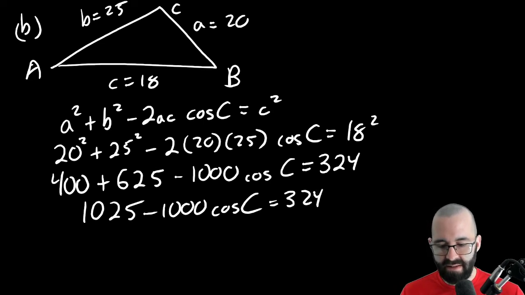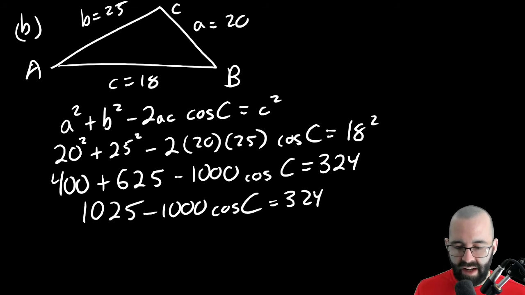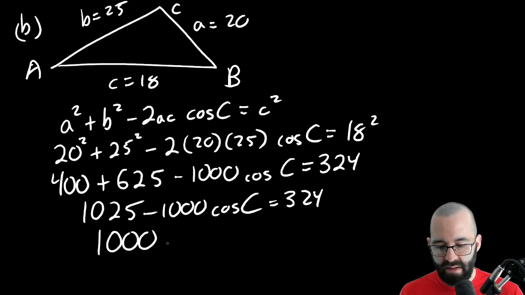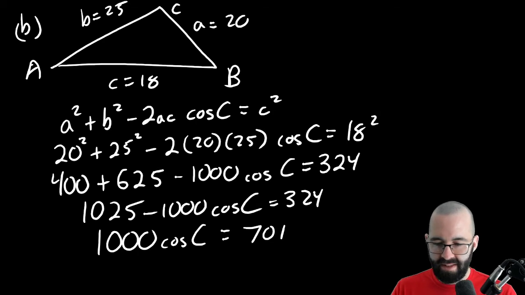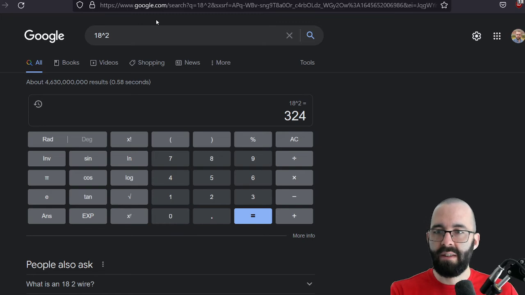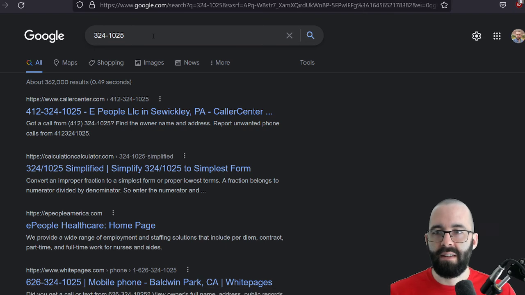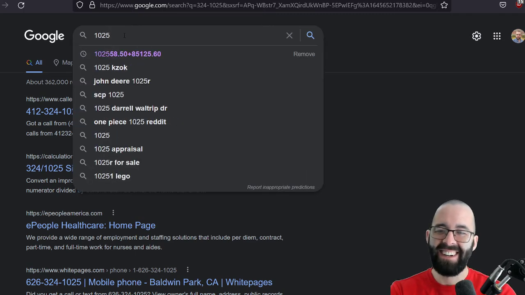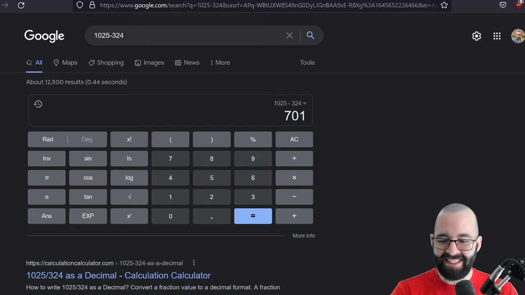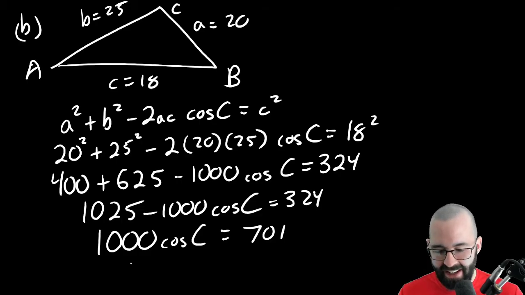Let's just subtract over the 324 and add the 1,000 cosine C. 1,000 cosine C equals this difference, which is 701. Is that right? 324 minus 1025. I'm trying to subtract these. Yeah, it's 701. All right, divide both sides by 1,000.